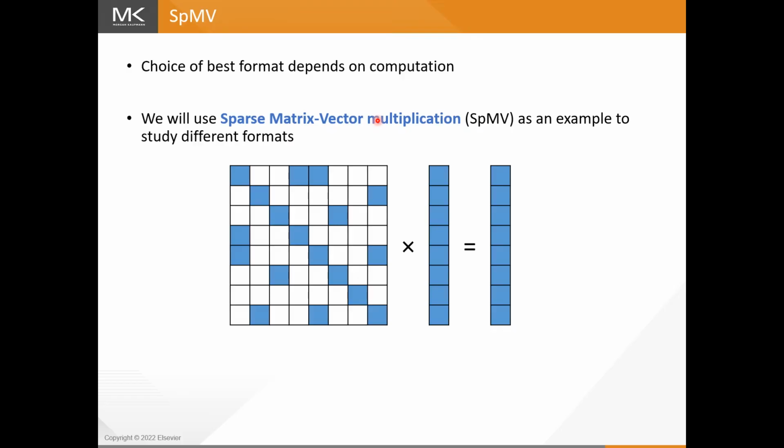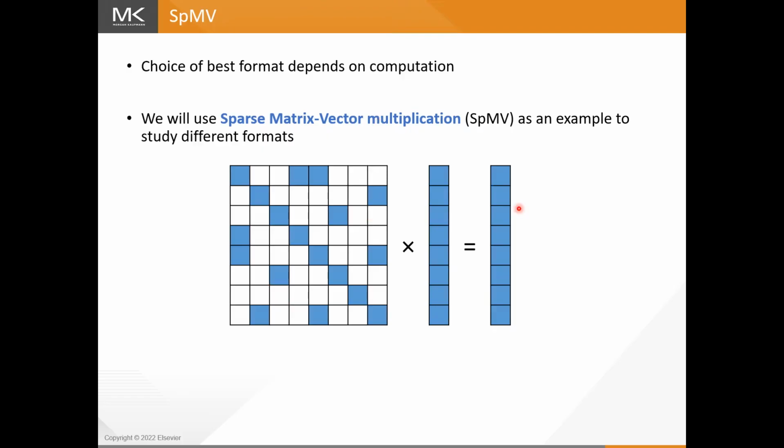So what does SpMV do? Like the name says, sparse matrix vector multiplication. It takes a sparse matrix and multiplies it by a dense vector to give us another dense vector. Now this isn't the only sparse matrix computation we do, but it's a very common one, sparse matrix vector multiplication.